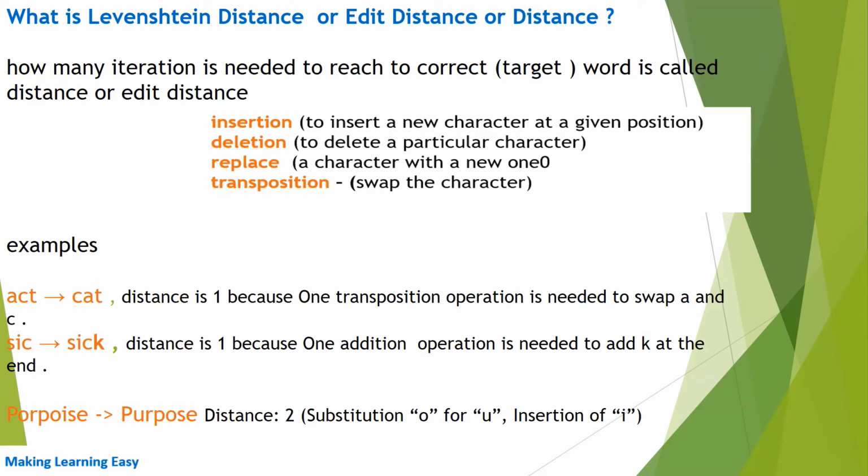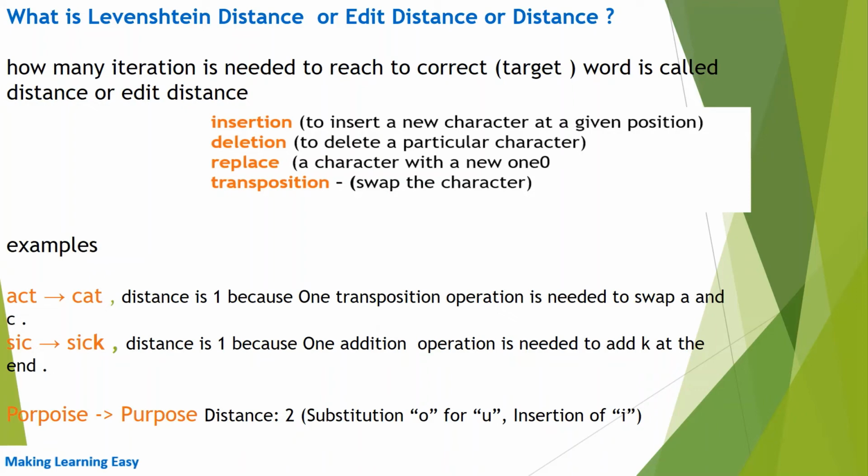When we talk about fuzzy search, you will widely hear of Levenshtein distance, also called edit distance, or just distance. The number of operations, which I have listed here in the screenshot, such as insertion and deletion, needed to reach the correct or target word is called the distance, edit distance, or Levenshtein distance. For example, you have typed ACT, the application would give you CAT. So here the distance is 1, because one transposition operation is needed to swap A and C.